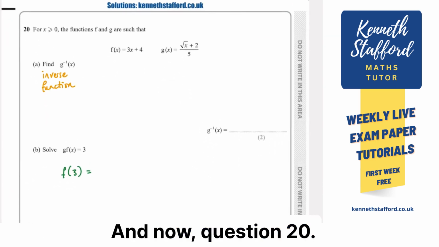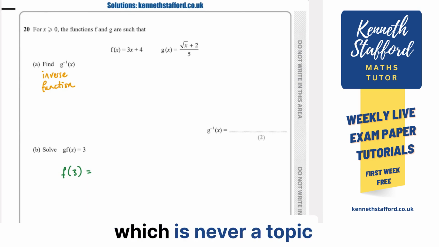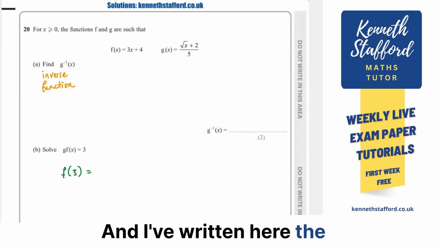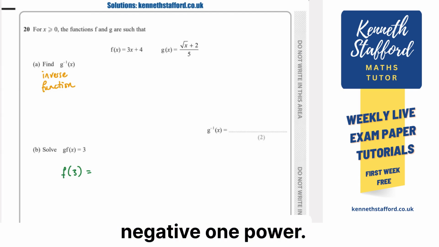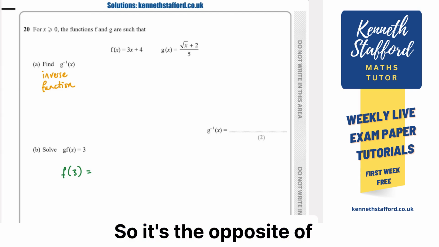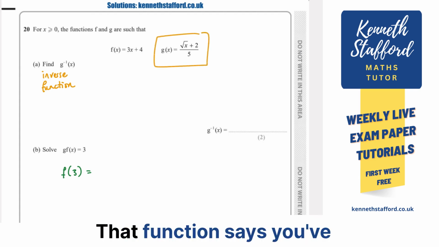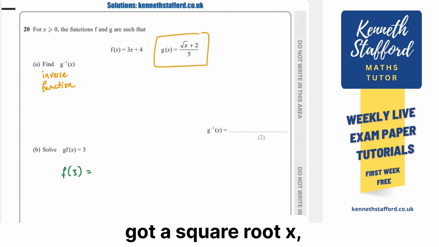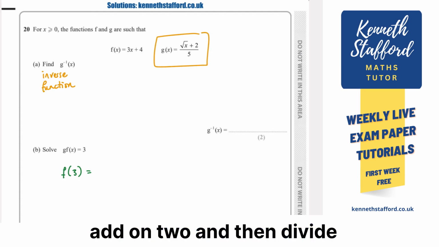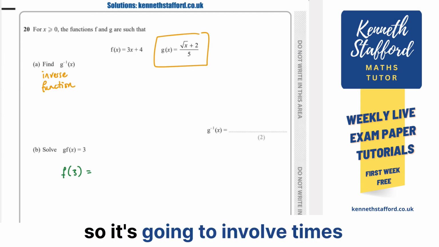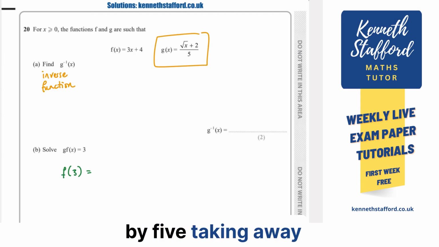And now question 20. We've got functions, which is never a topic people love. And I've written here, the power of negative 1 means inverse function. So it's the opposite of this function up here, which they've called g. That function says you've got a square root of x, add on 2, and then divide by 5. Now the inverse function will always involve the opposites of that. So it's going to involve timesing by 5, taking away 2, and squaring.